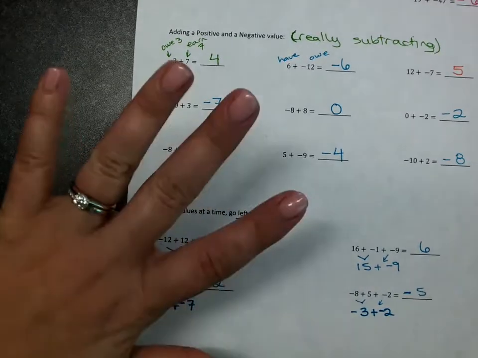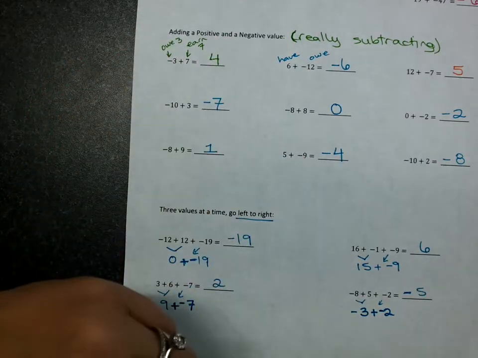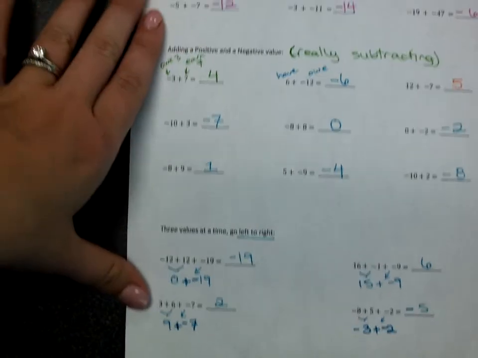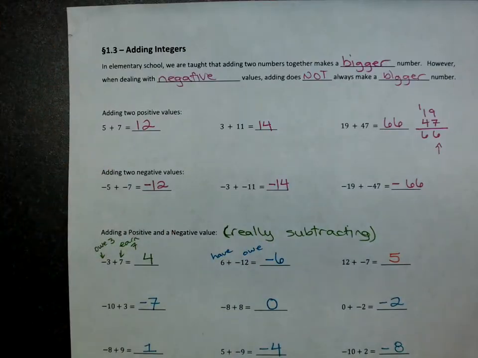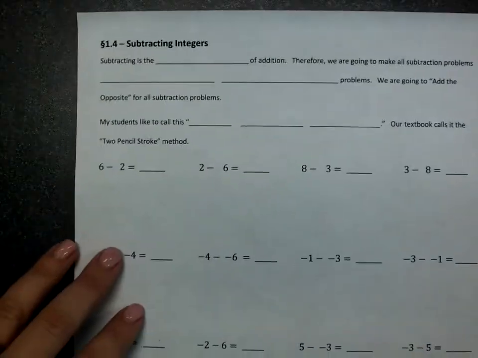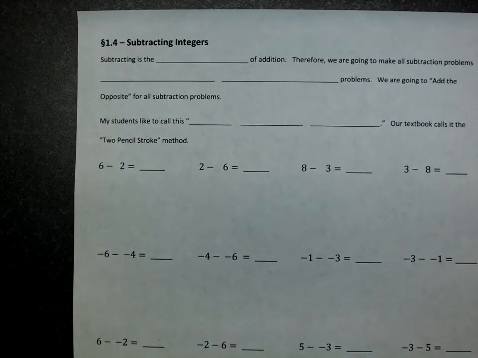So that's the basics for adding integers. We will practice this in class a lot, but this is just kind of the foundation on how to add integers together. The next section is on subtracting integers, section 1.4. So this is the opposite of what we were just talking about. We were adding integers and now we're subtracting integers.